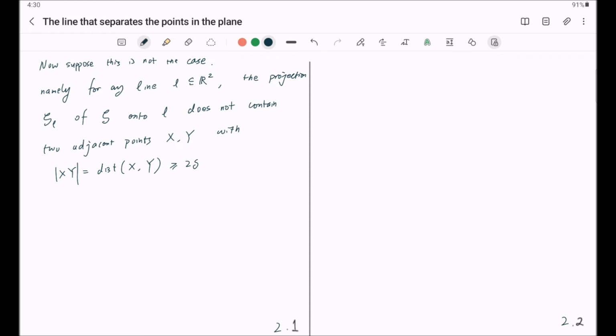Or in other words, any two adjacent points x, y in S sub L satisfy that their distance is less than 2 delta. And now our goal is to find the contradiction.